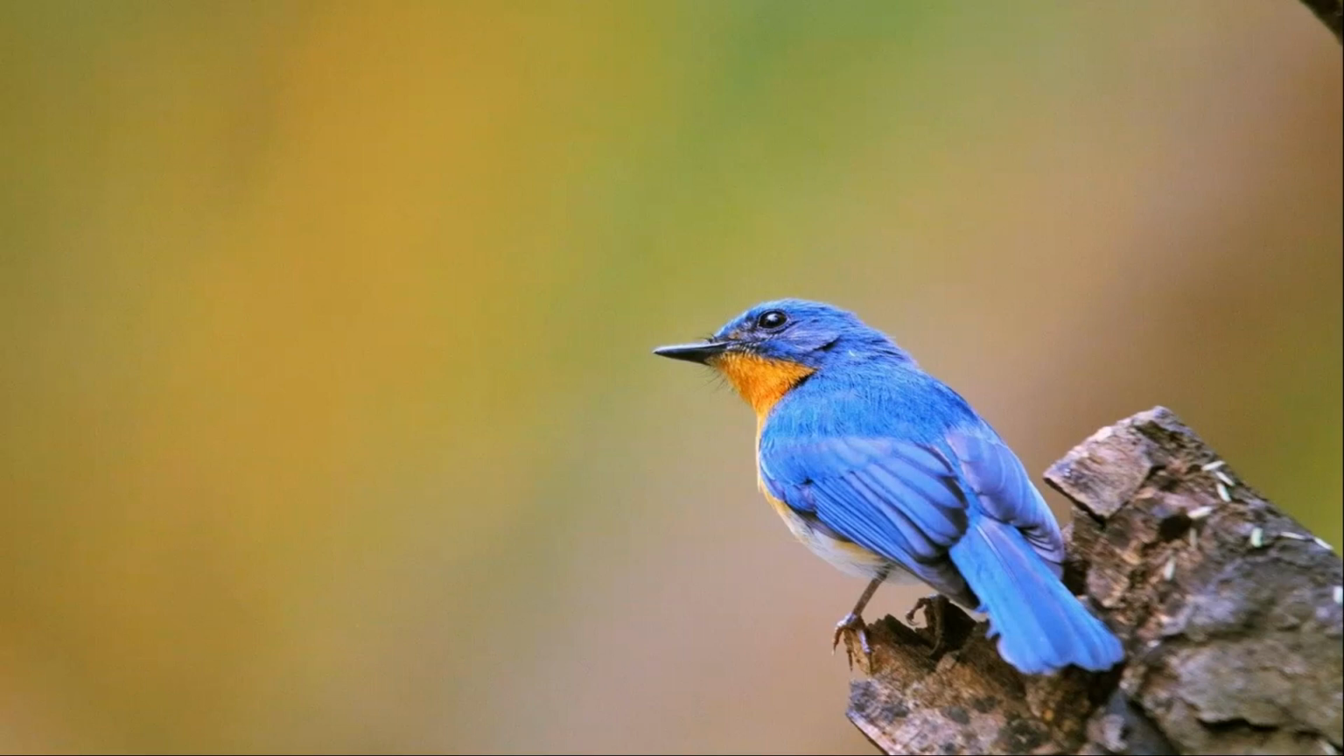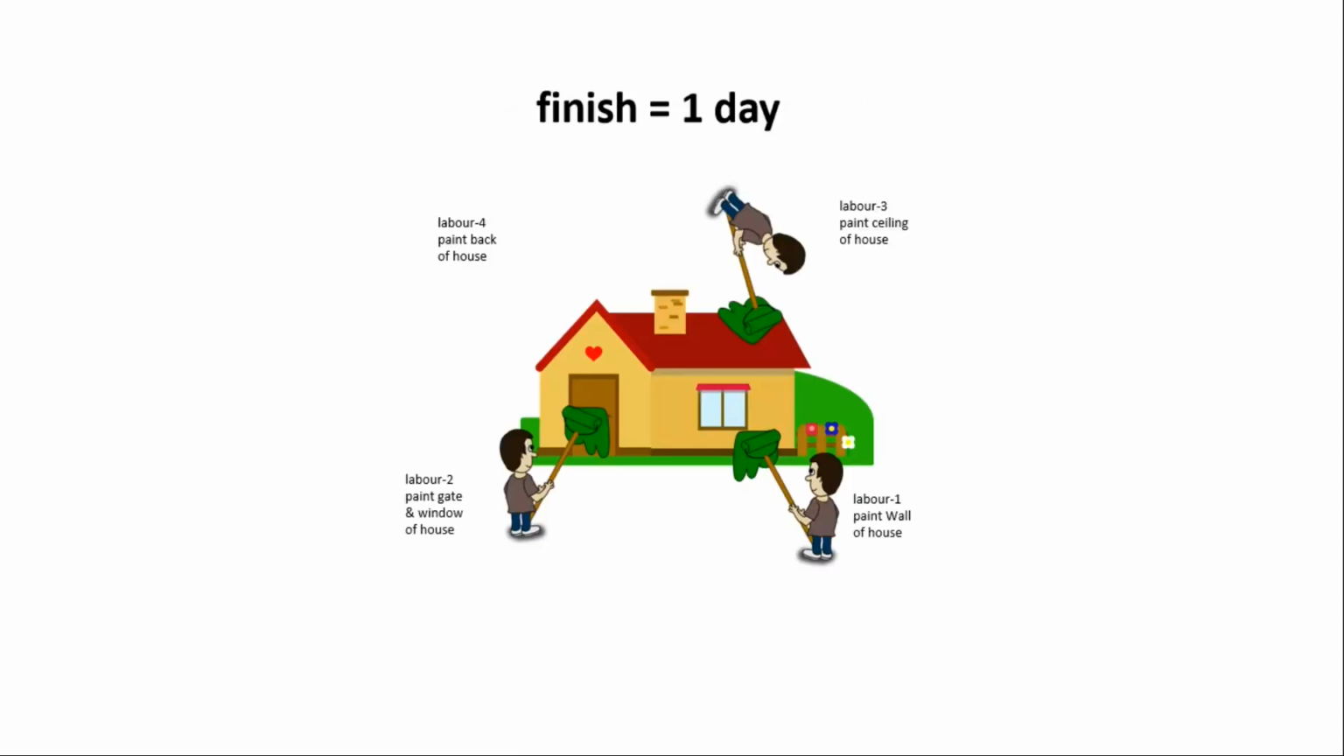Hello, we will see multiprocessing in R. It means that multiple processes execute the instructions. This is just like, suppose I want to paint my house, and if I hire one laborer, he will finish my work in 4 days.